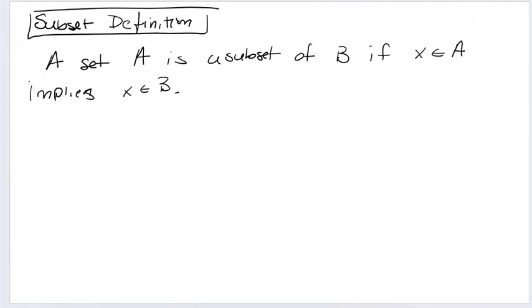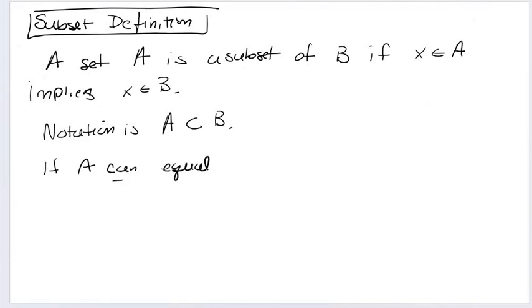This is the definition of set containment. Notation. It's kind of like less than. One set is inside the other, and this means that the set could actually be equal to that other set.